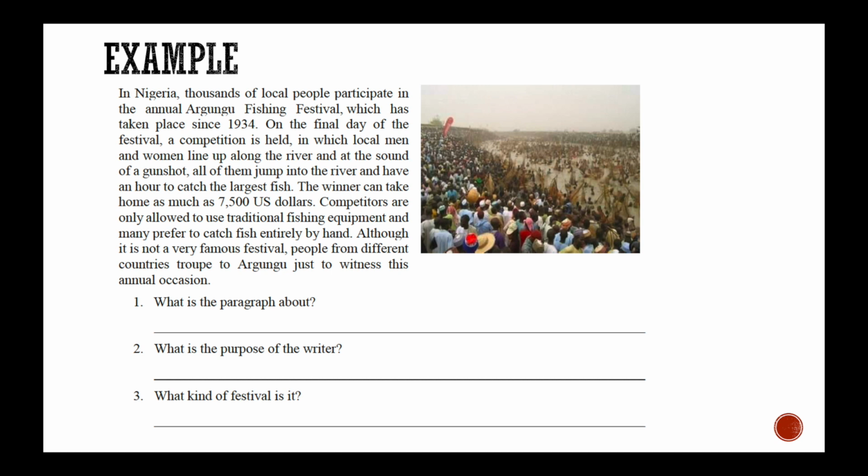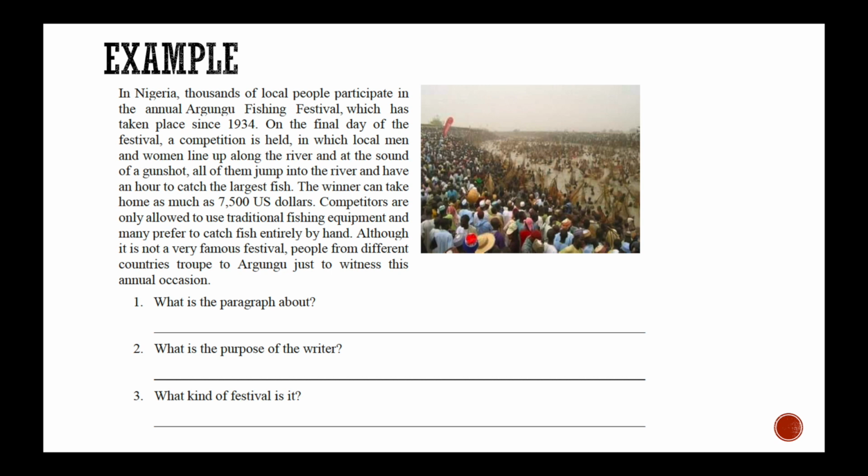For the first question, when you read the first and last sentences, you see that the paragraph is about Argungu Fishing Festival. As for the second question, when you quickly go over the paragraph and focus on the content words, you see some information about its history, what people do in it, the price, and the rules. Therefore, the writer's purpose is probably to give information about this festival.